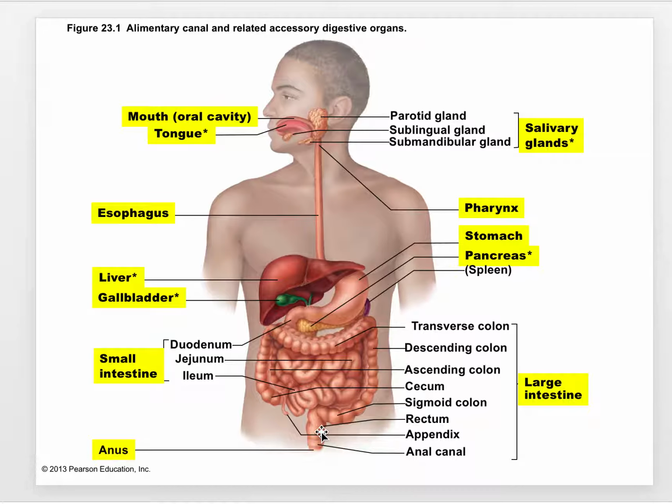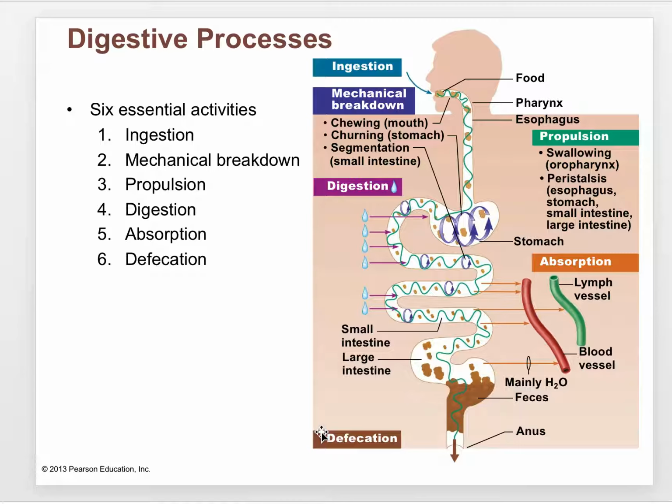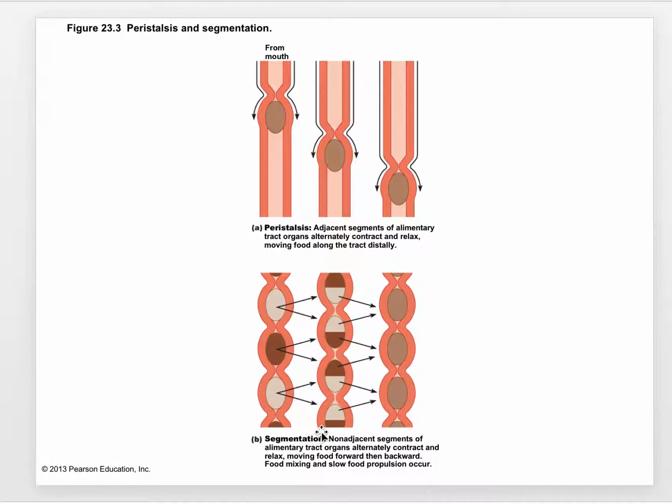The digestive process is broken into 6 essential activities. First of all, there's ingestion, mechanical breakdown, propulsion, digestion, absorption, and defecation. All these processes are necessary for the digestive system to fulfill its purpose. How about the propulsion for a little bit? Peristalsis and segmentation. Peristalsis is the way the digestive system moves food particles or nutrients through the alimentary canal.